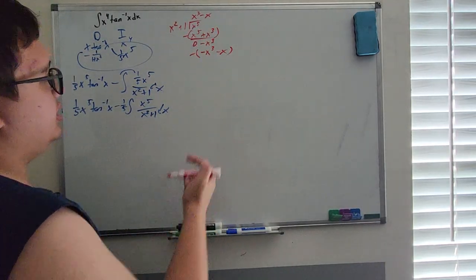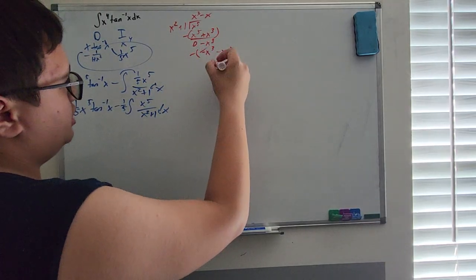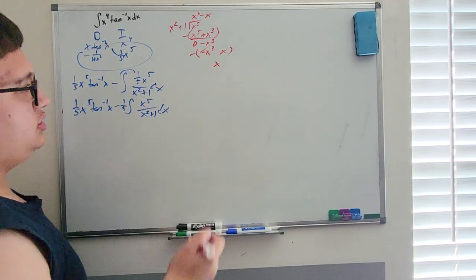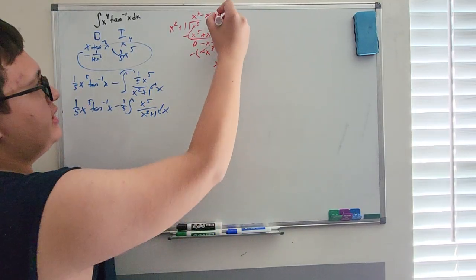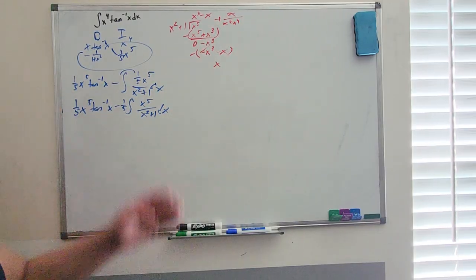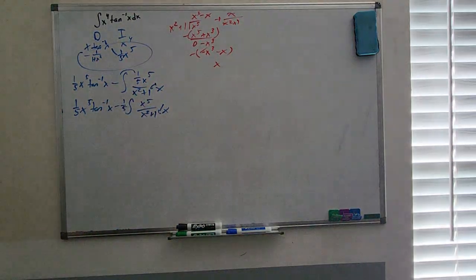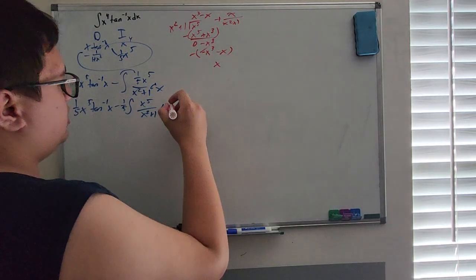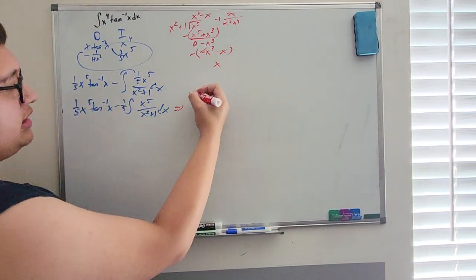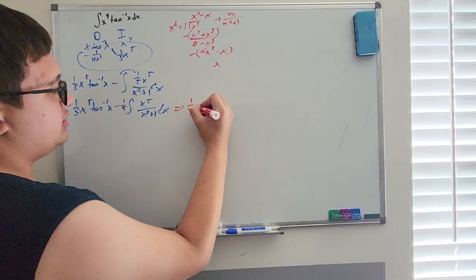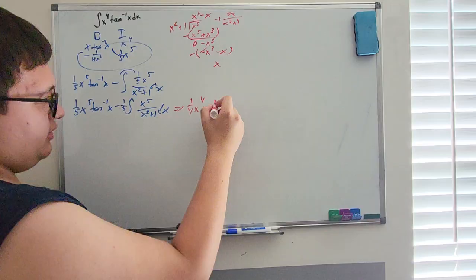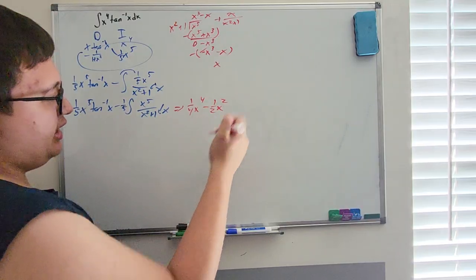So we can just close it. The negative will just be positive, so this will be our remainder function. We can write that as x over x squared plus 1, and now we have it way easier to work with. So when you integrate the first term, that would just be 1 over 4 x to the fourth. When you integrate the next, that would be negative 1/2 x squared.